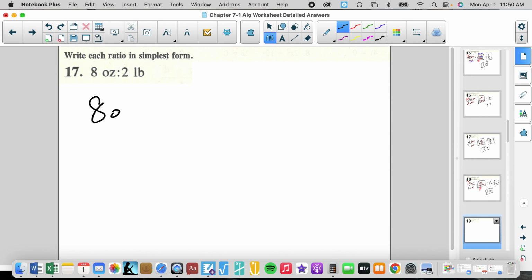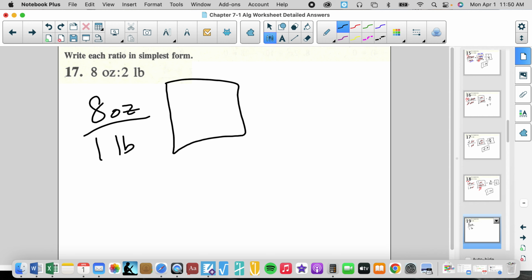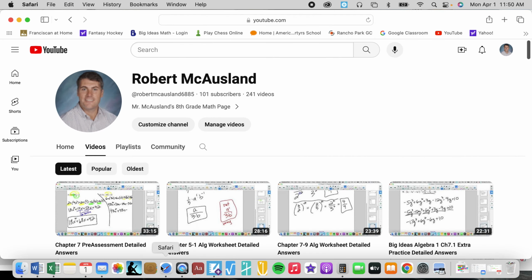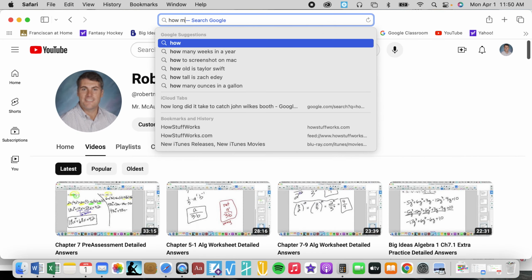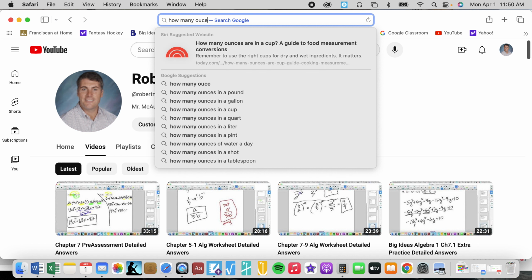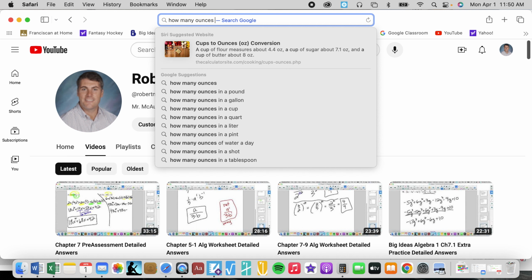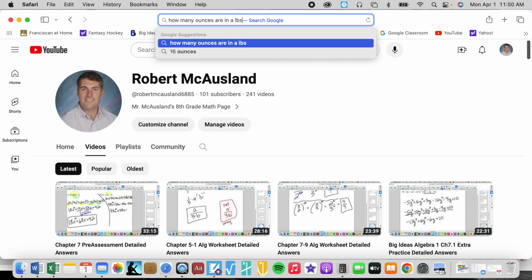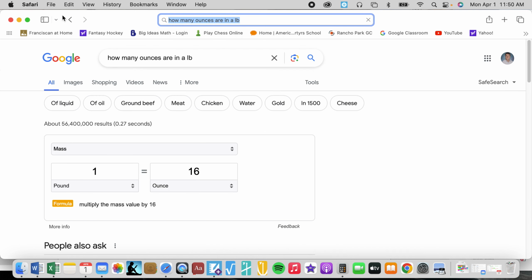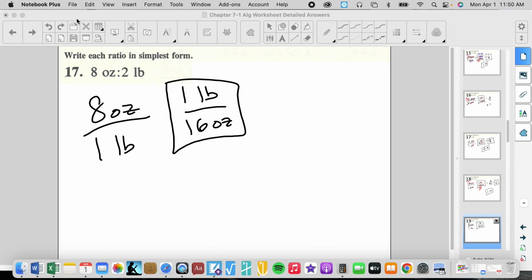Ooh, 8 ounces to 1 pound. I think 1 pound is equivalent to 16 ounces. Is that correct? I think 16 ounces in 1 pound. We'll find out. How many ounces are in a pound? 16. He was correct.